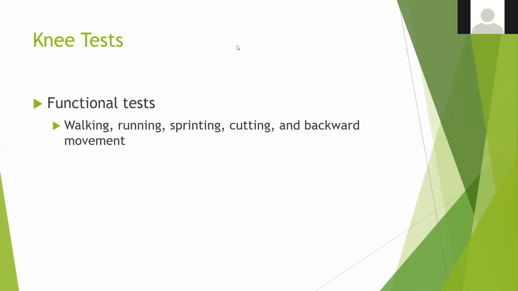Different functional tests you'll see: walking, running, sprinting, cutting, backward movement. The important ones are walking and sprinting, primarily for your meniscus. If you have a meniscus tear, one of the hallmark signs is your knee will lock in place, meaning that when you're trying to run, instead of your knee bending and straightening, it'll get stuck. So you will actually feel like your knee sticks in a certain position. That's because the meniscus is torn and the bone is getting caught on it.